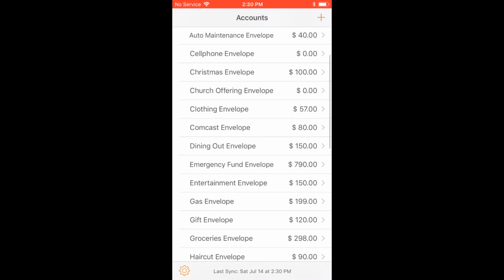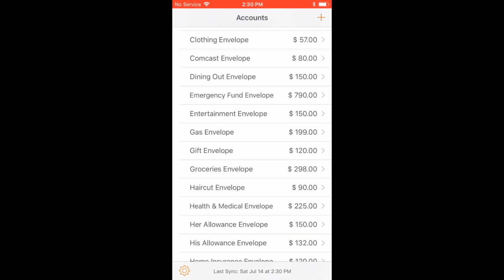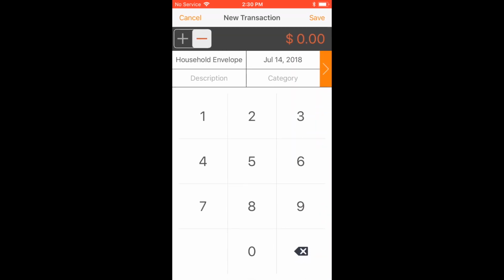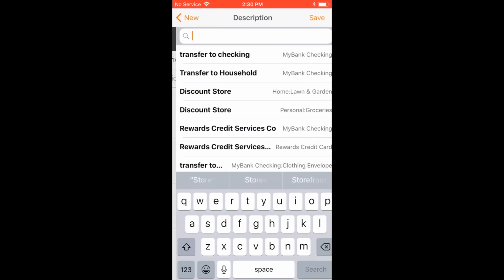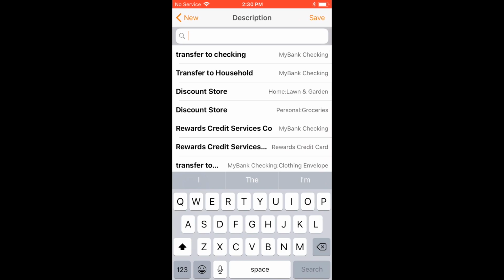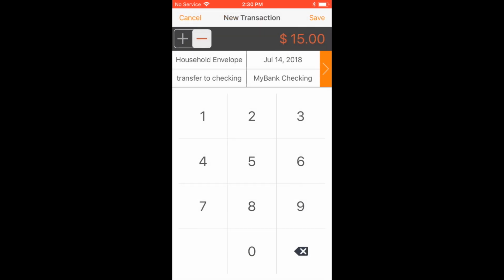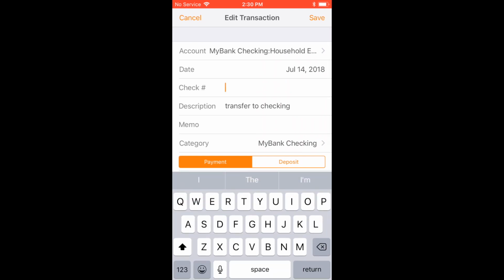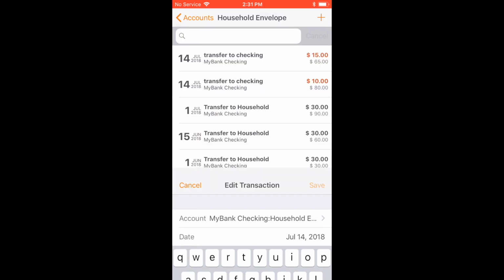So we had $15 out of our household for the grass seed. So we're going to click the plus button, $15. We're going to transfer, it shows up right there at the top, transfer to checking. So we can click that. Let's click and under the check number, we do want to put skip. All right, so we're going to click save on that.